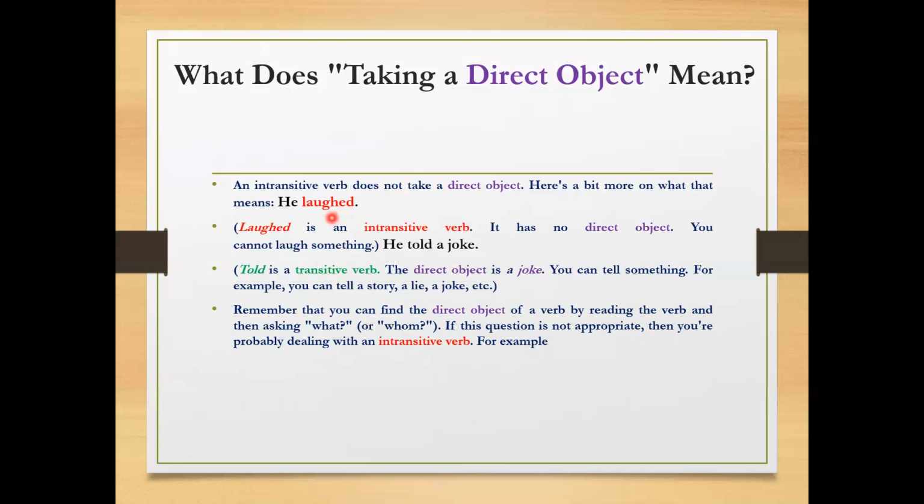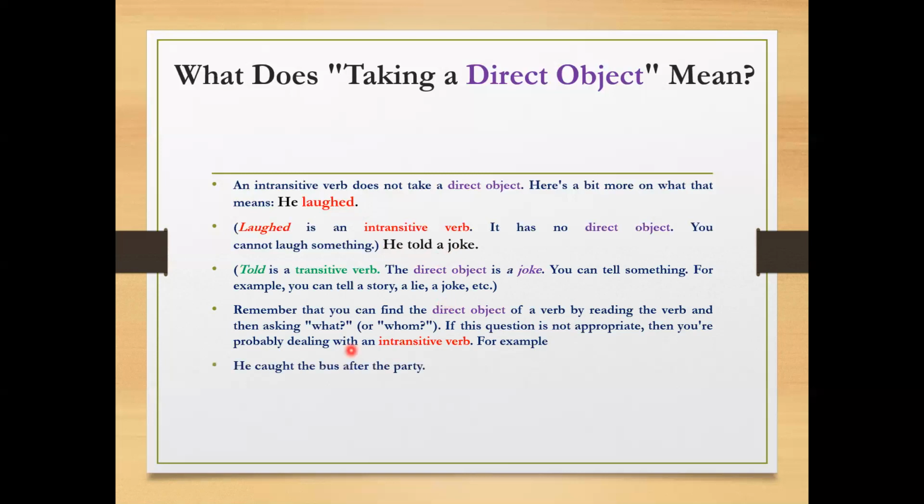Now question: what he laughed? You can't answer. "What he laughed" means you can't answer. It means this is an intransitive verb. But here, look: he told a joke. What he told? A joke. So it is giving an answer, which means this is a transitive verb.